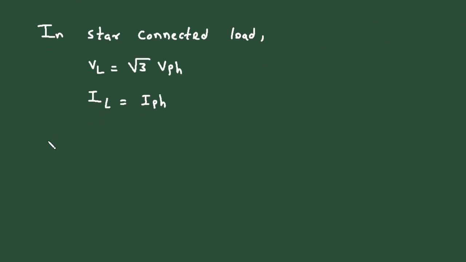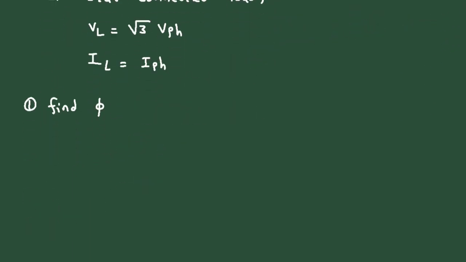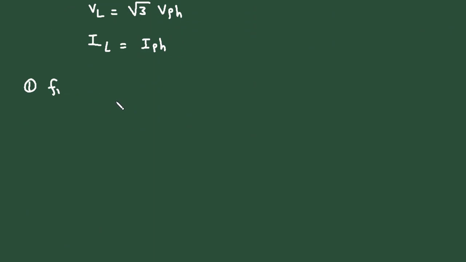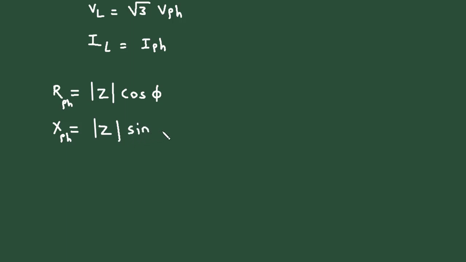From this given data we can first find the value of phi, because we have to find resistance R. R is equal to magnitude of Z cos phi, and X is equal to magnitude of Z sin phi. Here R and X are per phase values. That means we have to find the value of this phi and this impedance Z.